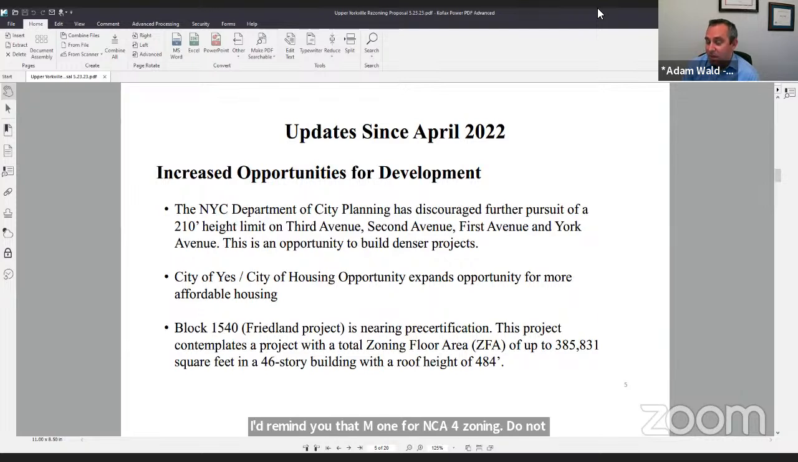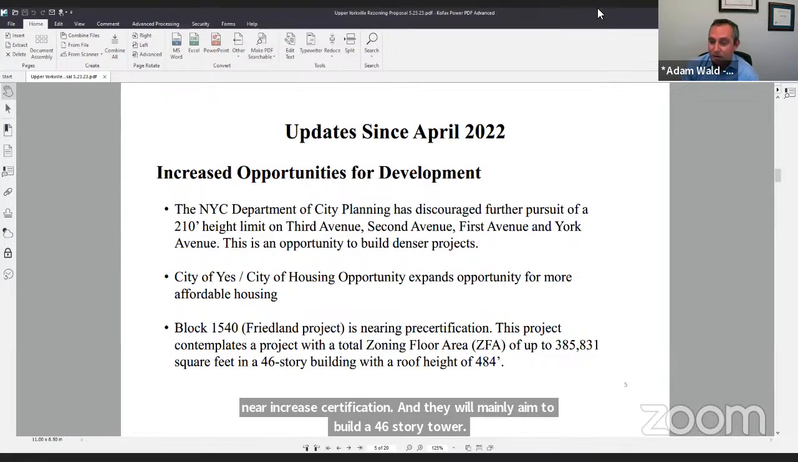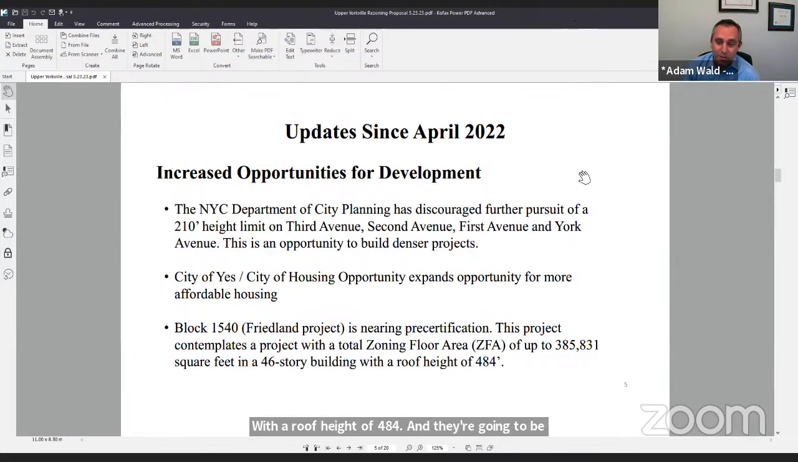So if we were to develop dense, affordable housing and mixed income housing, we would be doing so in a zoning district that currently does not have a height limit. The city has also put forth the City of Yes and the City of Housing Opportunity programs to expand opportunity for more affordable housing. And since April 22 and now, Block 1540, which is the Friedland project, is nearing pre-certification. And they will mainly aim to build a 46-story tower with a roof height of 484 feet. And they're going to be coming before us sooner than later.